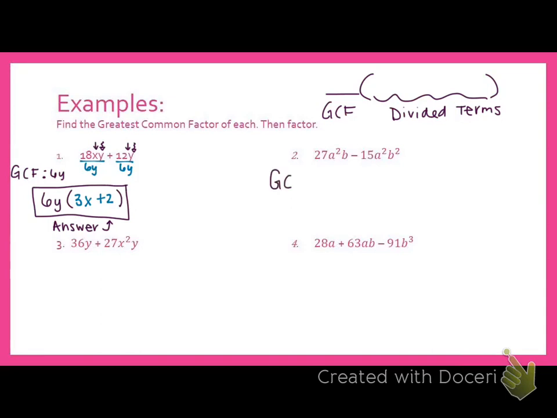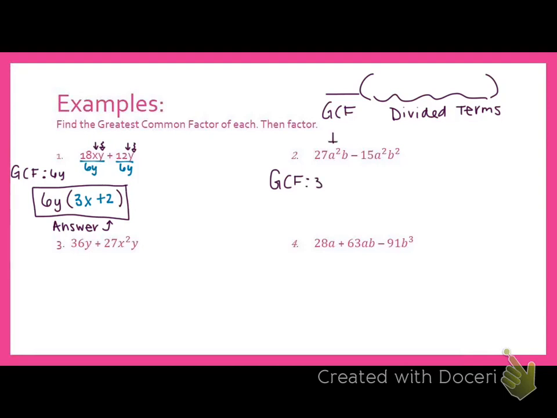So the first thing we look for is the GCF. What is the biggest number that comes out of 27 and 15? 3. Yep, 3 does, because I would try 9, but does 9 go into 15? No. So 3 is the biggest number.